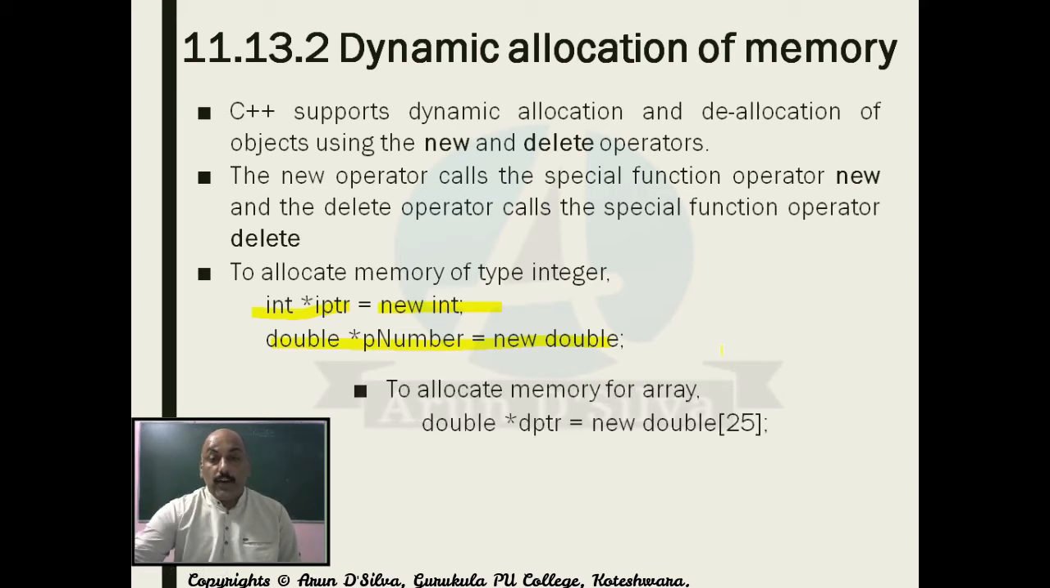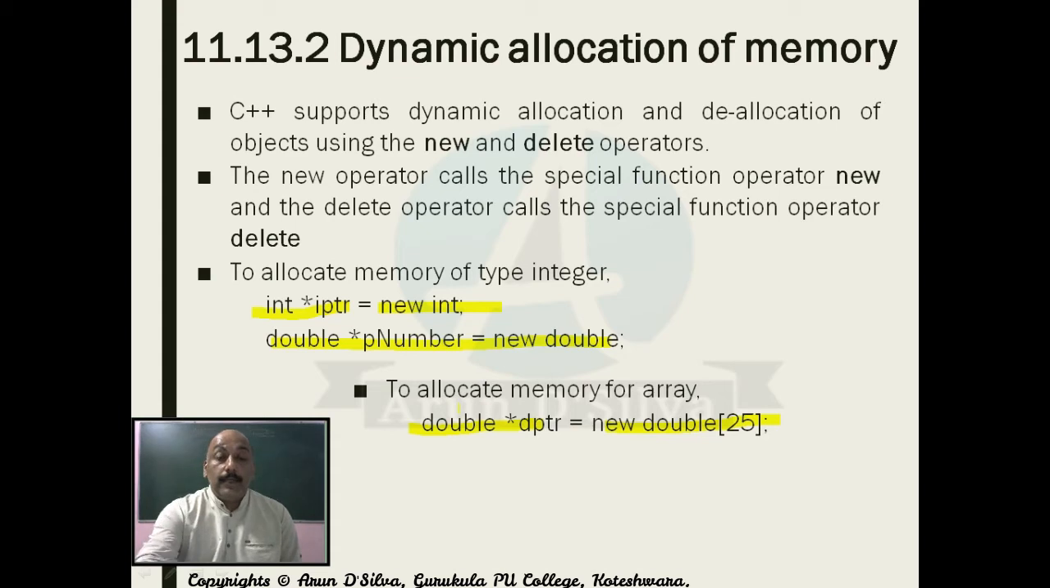In case you are going for an array, here double *dptr = new double[25]. So 25 into 8. Each double will take 8 bytes and it is required for 25 elements. So 25 into 8 memory locations will be allocated.